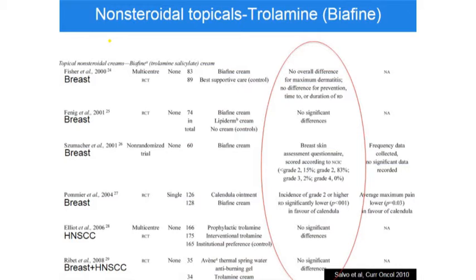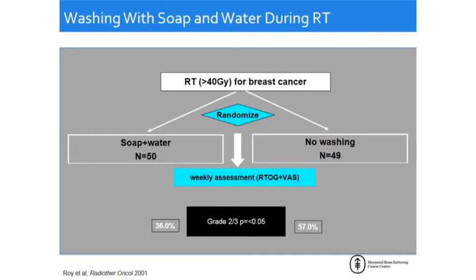What is important about this is that biafine or trolamine has always been negative, and in fact, the control arm in some of these studies, such as calendula, which is a plant-derived moisturizer, has even been more effective than the trolamine or biafine. So the recommendation is not to use trolamine or biafine.